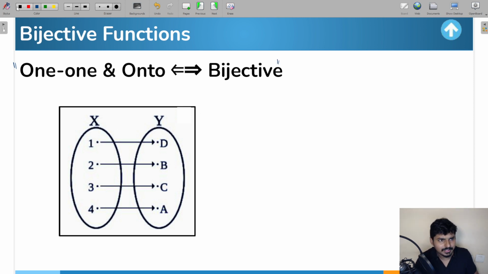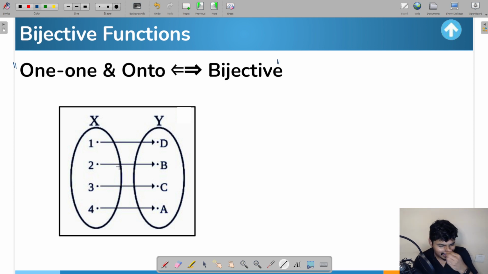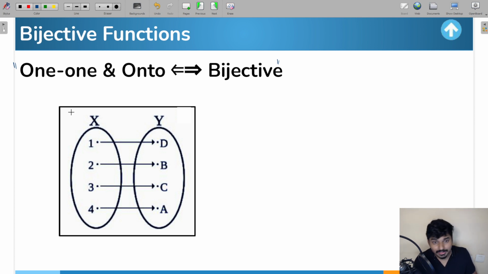Very simple. If you see the Venn diagram, the function here is definitely a one-one function because no two elements in the first set have the same image in the second set. This function is definitely onto because every element in the second set is an image of some element in the first set. I mean, I can say the domain, codomain and range are basically the same. So this function is one-one, this function is onto. So this is definitely going to be a bijective function, guys. Okay, so I hope this is clear for you.